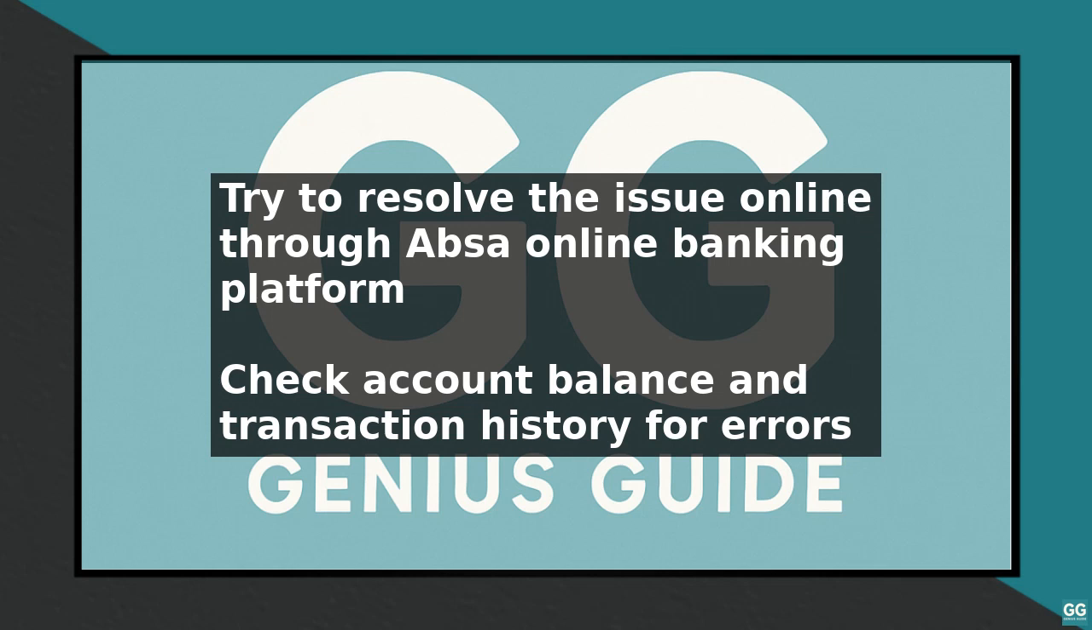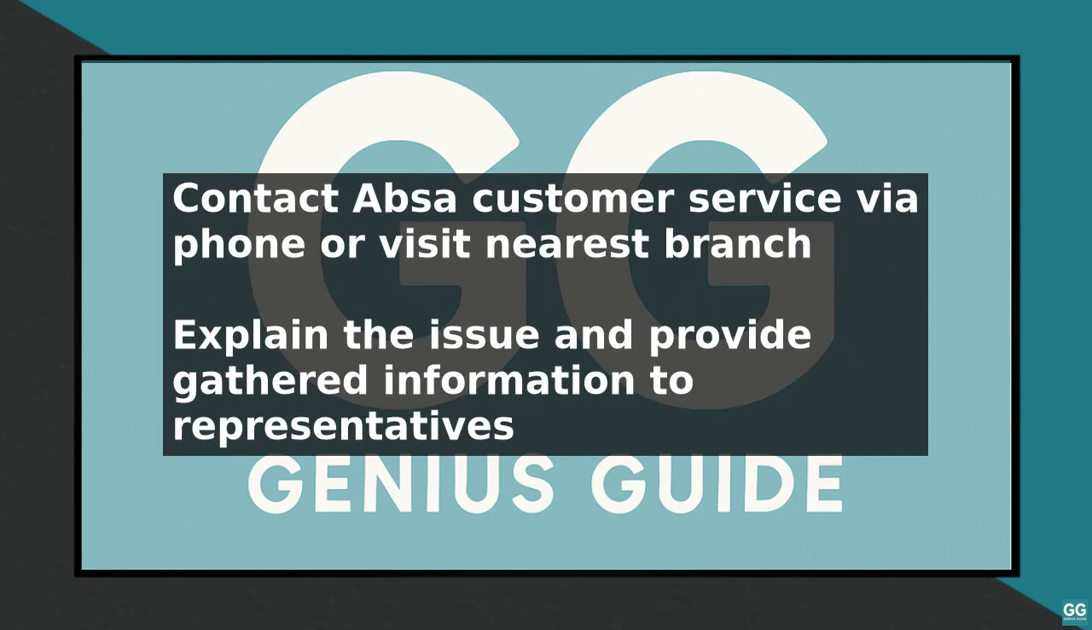It is also important to check if your account has been dormant or if there are any pending updates that need to be completed. Ensure that your account information is up to date, including your address, phone number, and email address. In addition, review your account activity regularly to detect any suspicious transactions. If you notice any unusual activity, report it to Absa immediately.